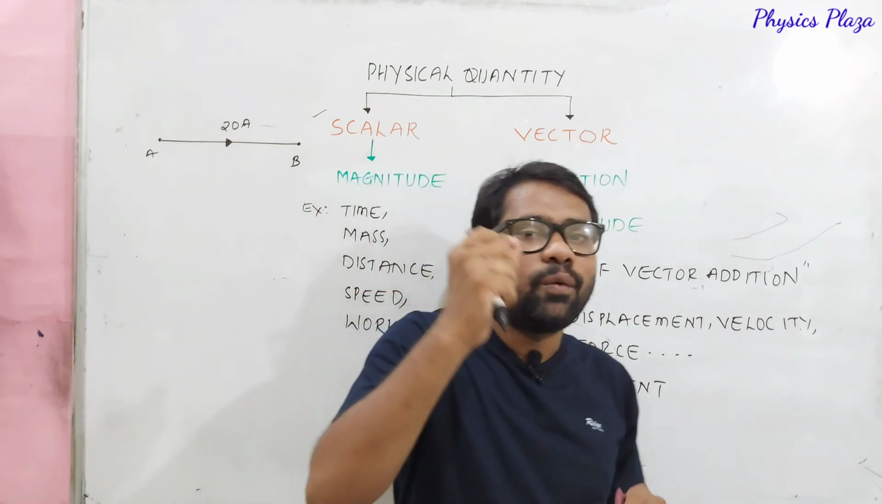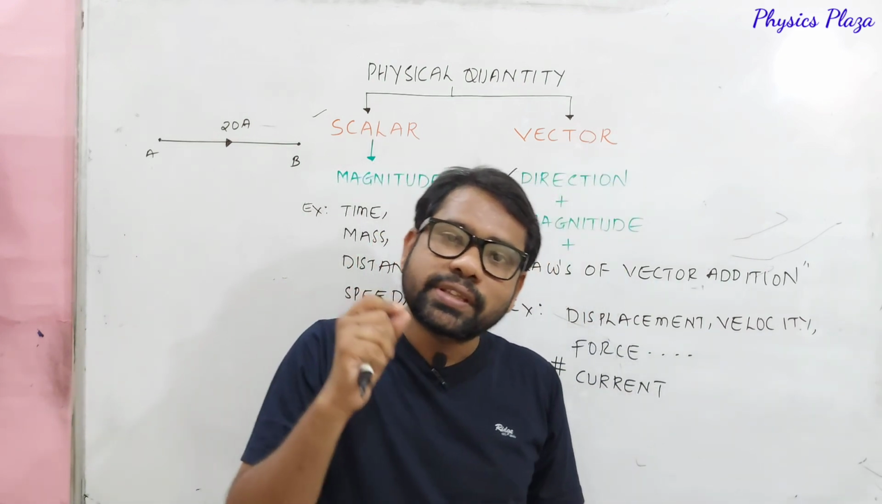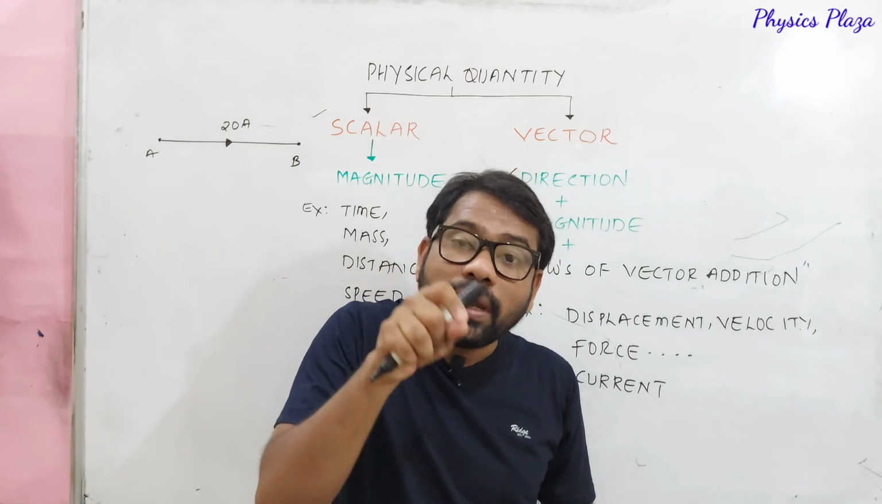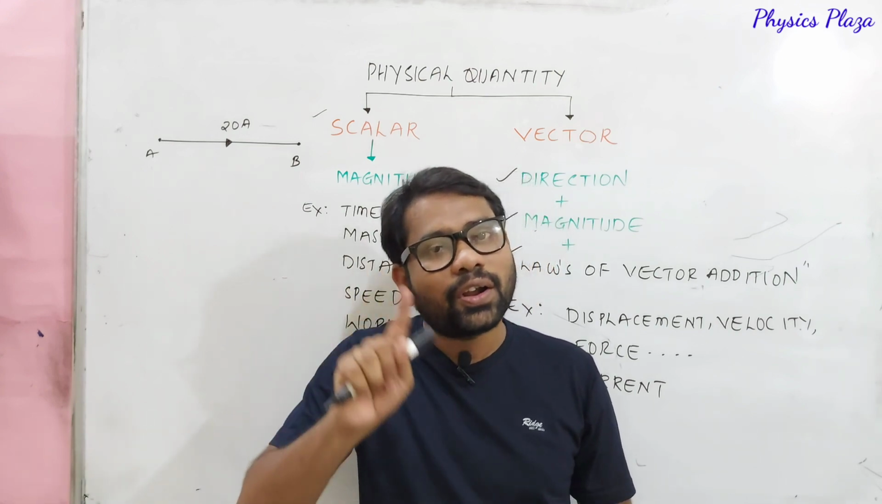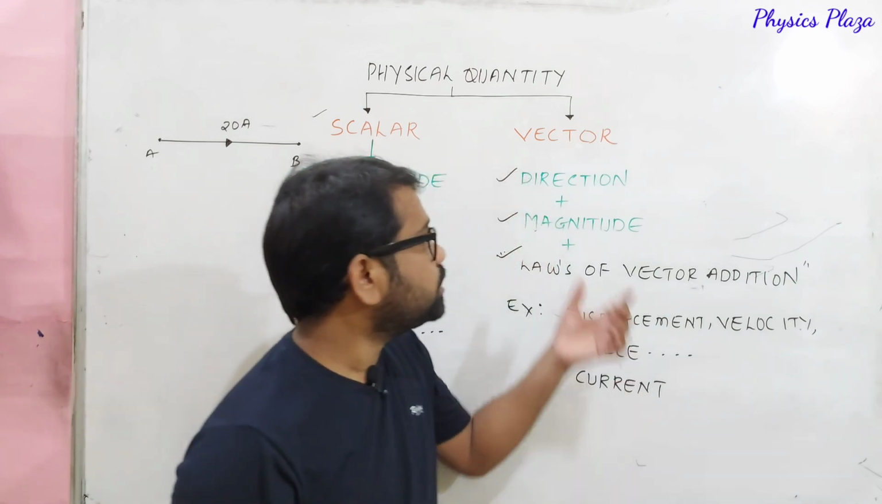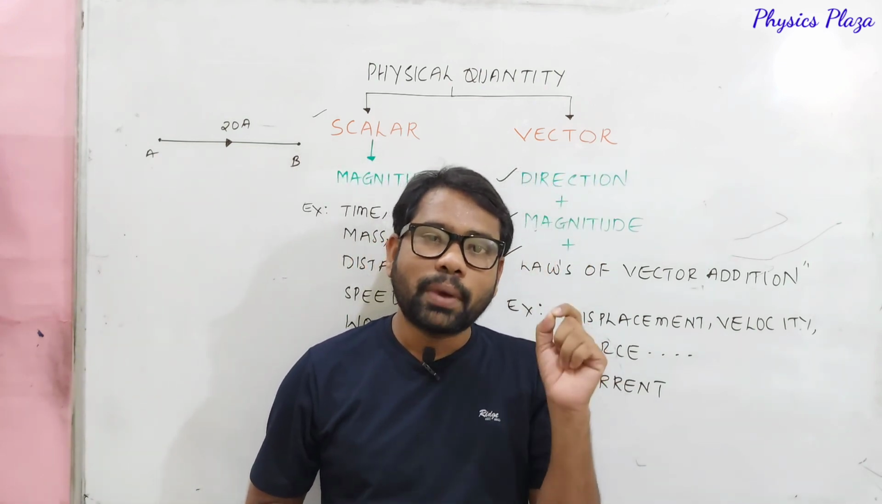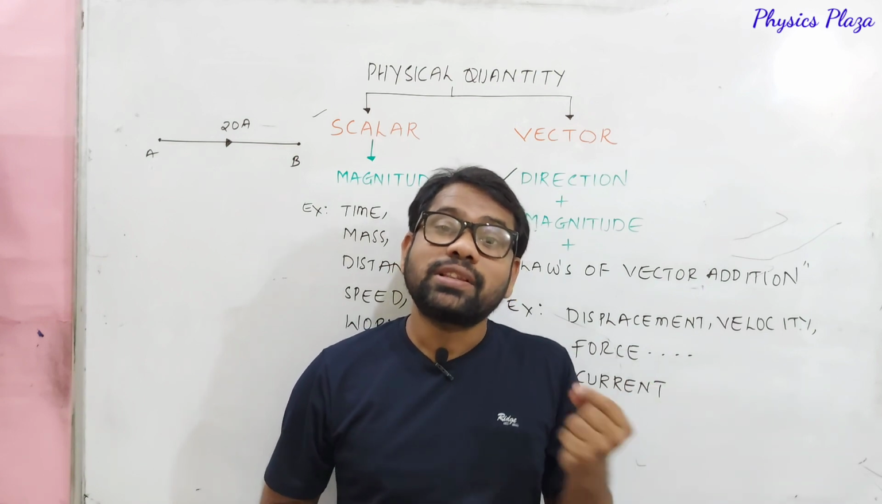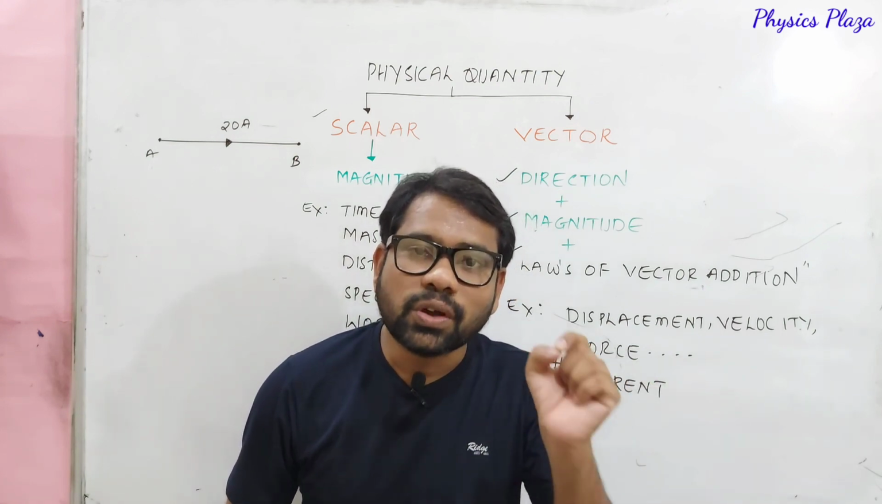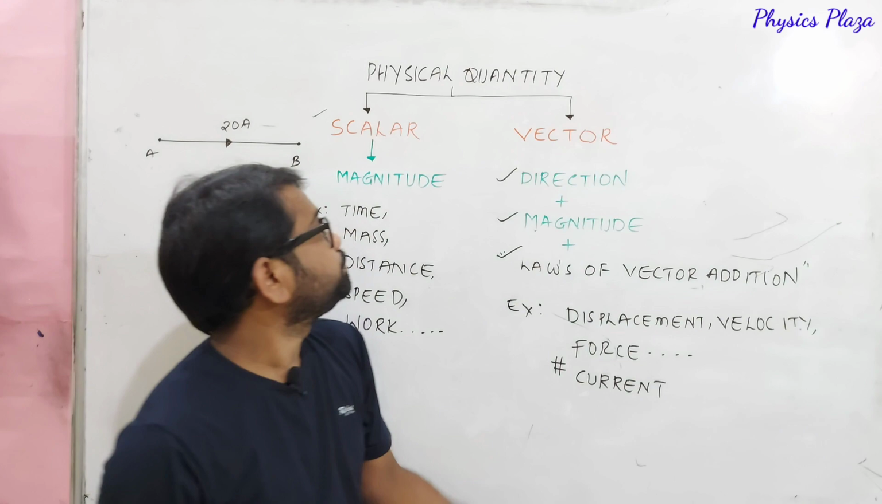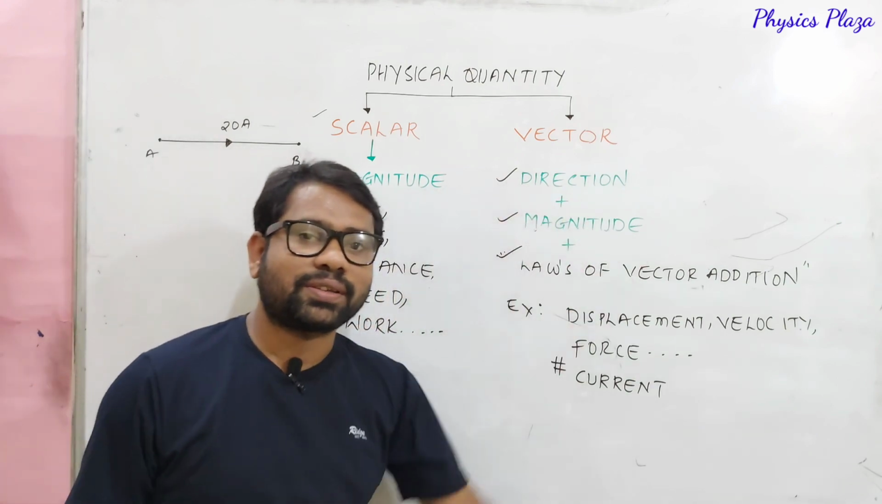So children, finally, what are scalar quantities? The physical quantities which have only magnitude but no direction are called scalar quantities. Coming to vector quantities, the physical quantities which have both magnitude and direction, and should also obey the laws of vector addition. So this is all about scalars and vectors.